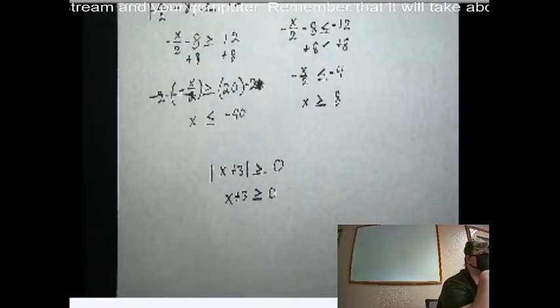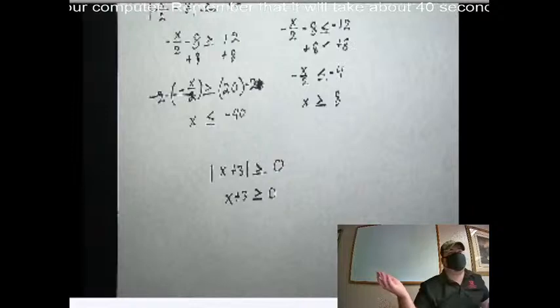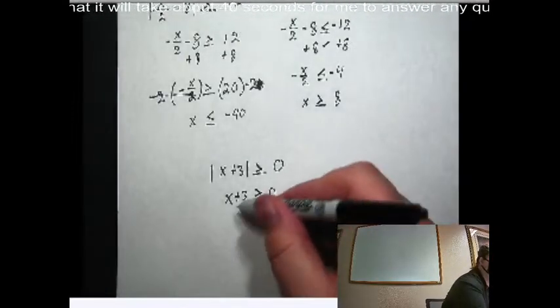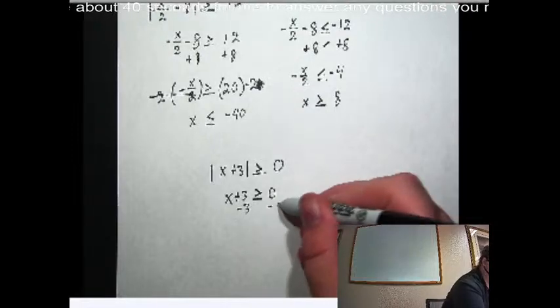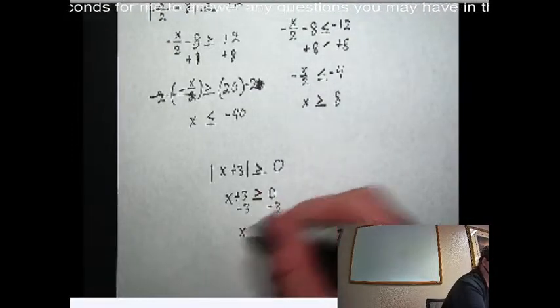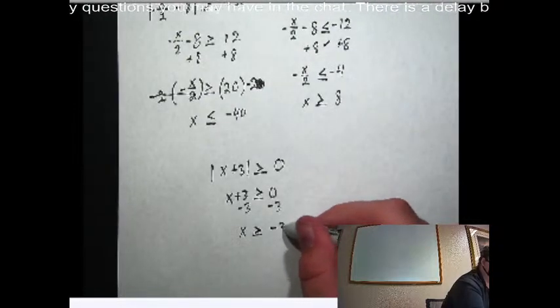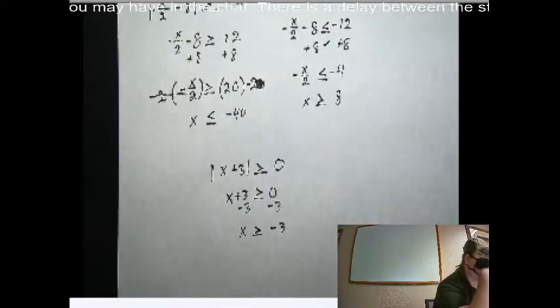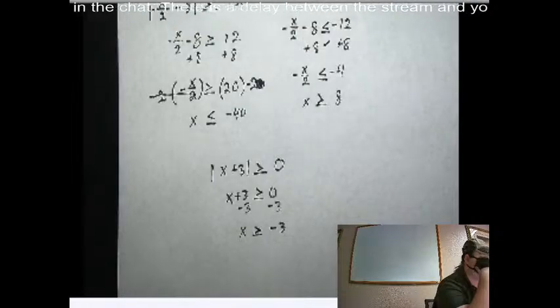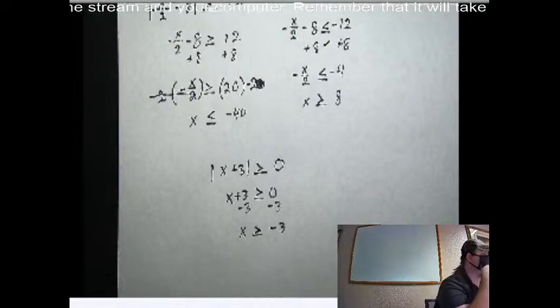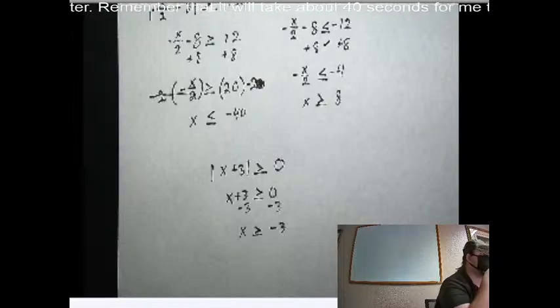Do we need a second case? No, because there's no such thing as negative 0, right? Good. Okay, so all we need to do is subtract 3. And x is greater than or equal to negative 3. Good. Any questions? Okay.